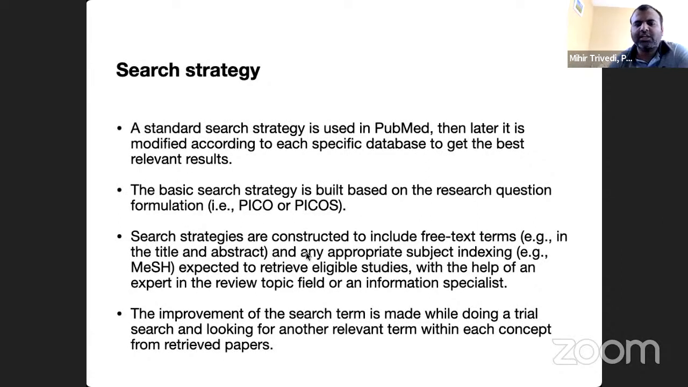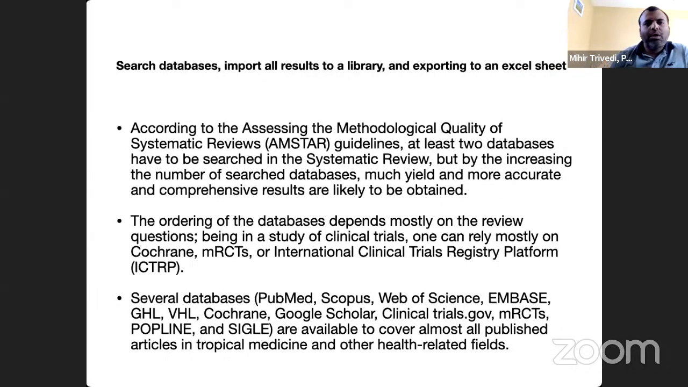Search strategies are constructed to include free text terms, for example, in the title and abstract, and any appropriate subject indexing. It is expected to retrieve eligible studies with the help of an expert in the review topic field or an information specialist. The improvement of the search terms is made by doing a trial search and looking for other relevant terms within each concept of retrieved papers. Such databases import all results to a library, which can be exported to an Excel sheet.